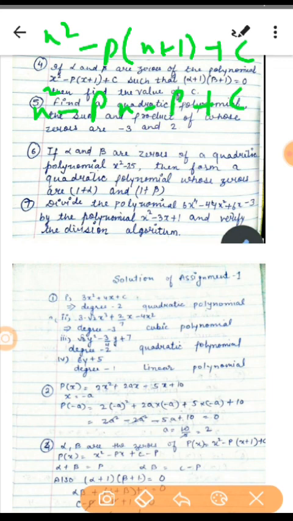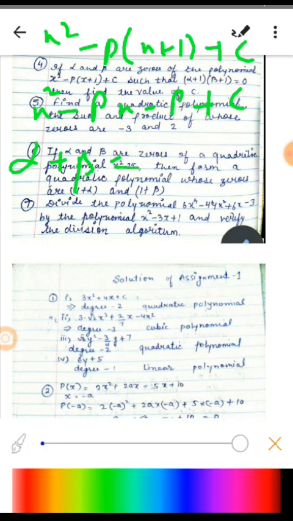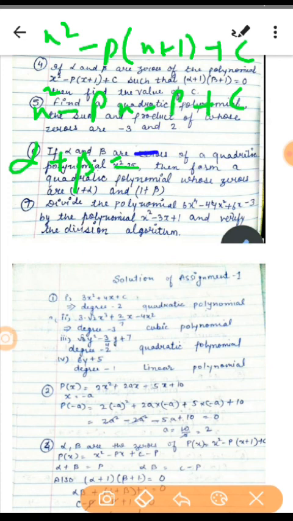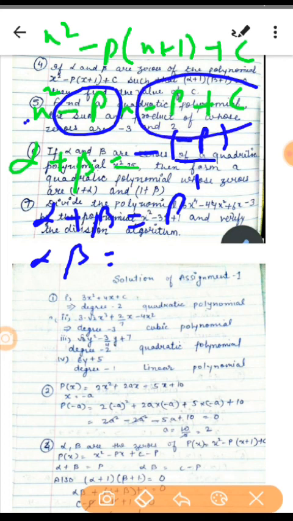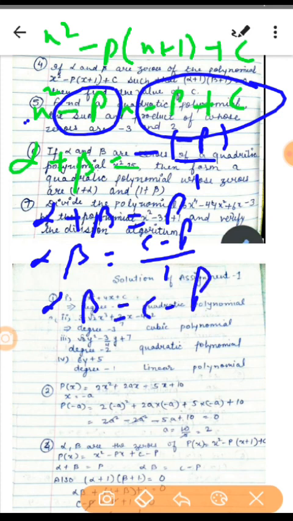Now see here alpha and beta are the zeros, so I can write what? Alpha plus beta equals to minus b upon a, minus and b is minus p, upon a, a is the coefficient of x square, that is 1. So alpha plus beta I got p, and alpha into beta is c by a. C is what? C minus p by a means what? So alpha into beta is c minus p.